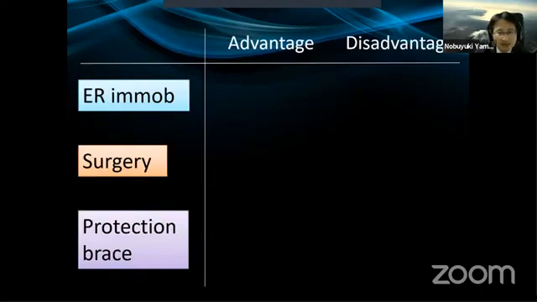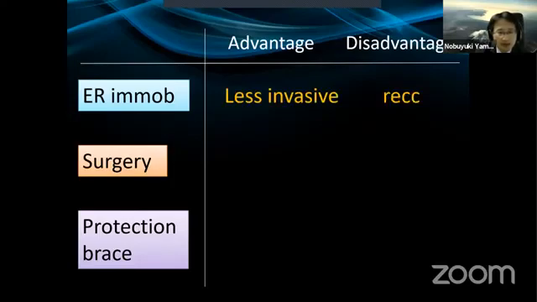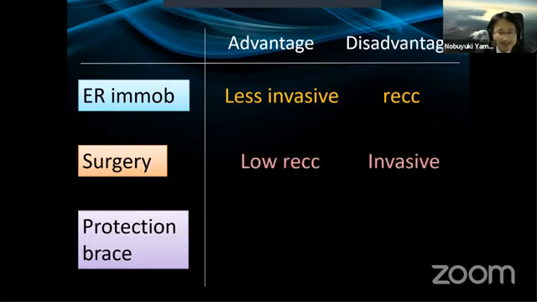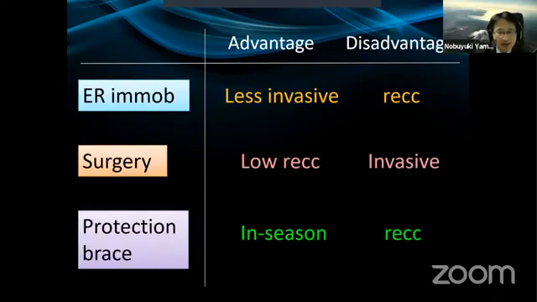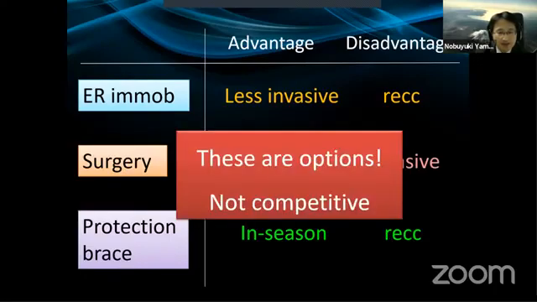They have advantages and disadvantages. Immobilization is less invasive, but the recurrence rate is a little bit high. Surgery has a low recurrence rate, but it's invasive. A protection brace is a good indication for incision and aspiration, but the recurrence rate is a little bit high. So these are options. They are not competitive with each other.